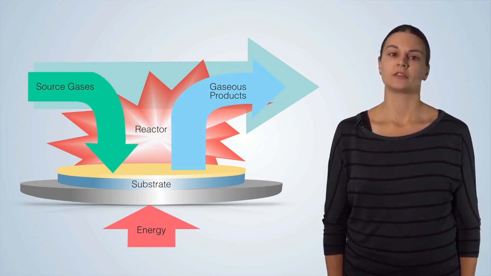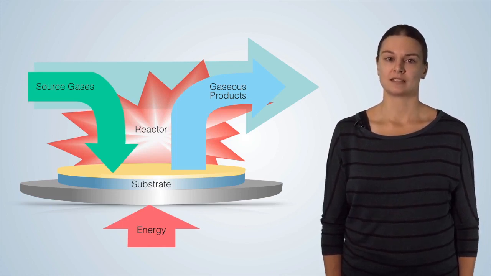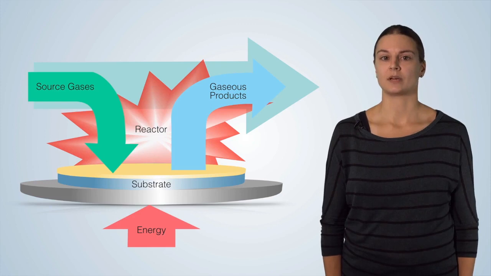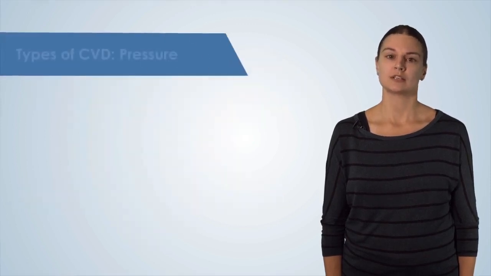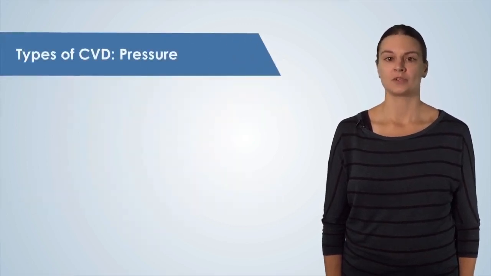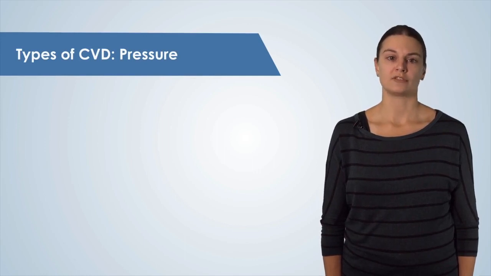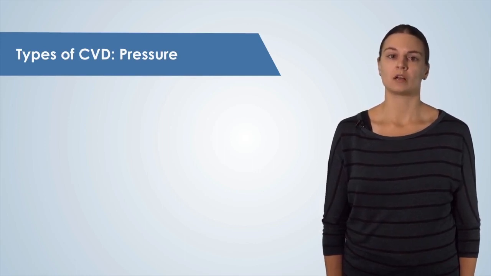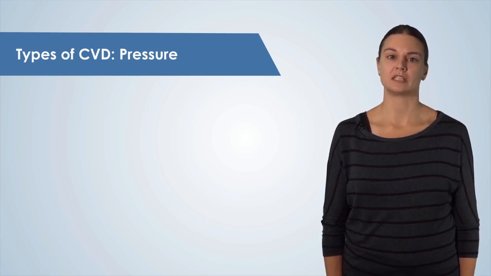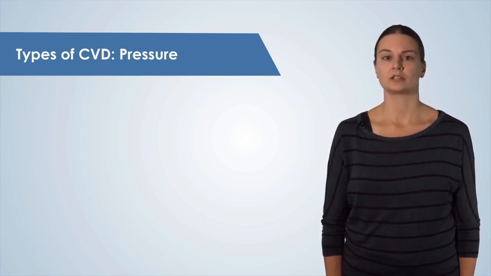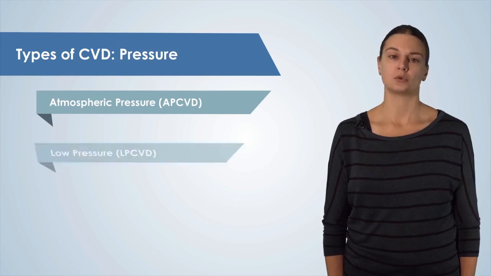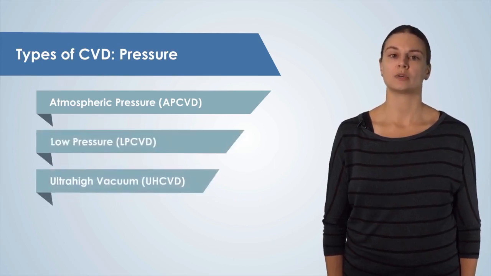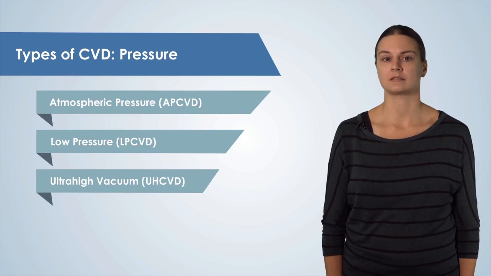Within this framework, there is a wide range of variables that can be changed. CVD processes are categorized and classified by conditions used. Let's consider pressure inside the reactor. Some processes are more sensitive and require higher vacuum, while others are not as critical. For this reason, there are different levels of CVD based on pressure. These include atmospheric pressure, low pressure, and ultra-high vacuum chemical vapor deposition processes.